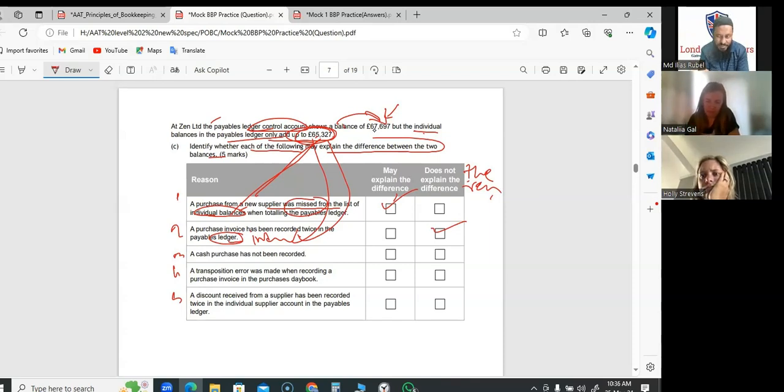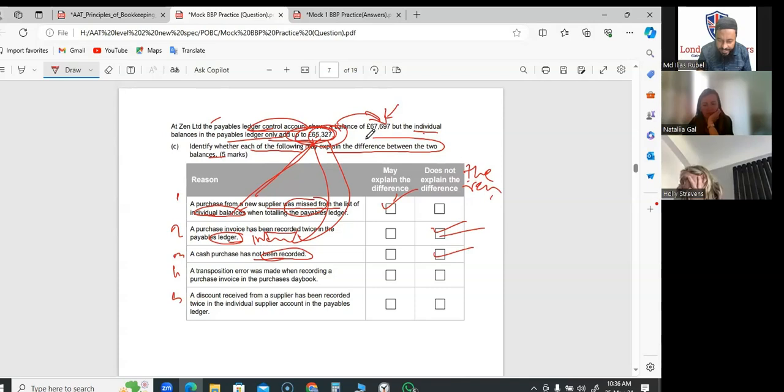Is it getting a little deep? Is it a little challenging? Keep it simple. They're saying purchase invoice recorded twice in the individual. If you recorded twice, it should be higher, but our individual is lower. So this is not the reason. A cash purchase not been recorded. Remember, cash sales and cash purchases never affect your receivables and payables. I repeat, a cash purchase doesn't affect your payables. Yeah, it goes into the cash book. So this is not the answer either.